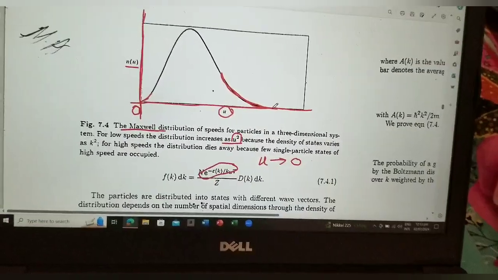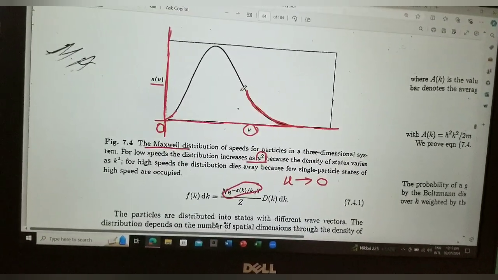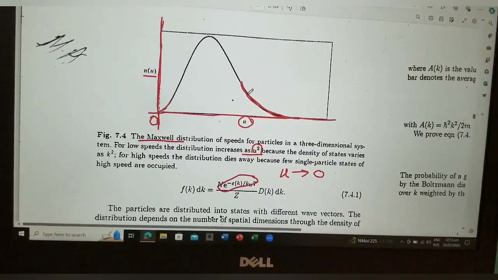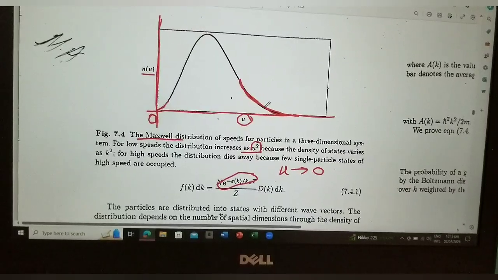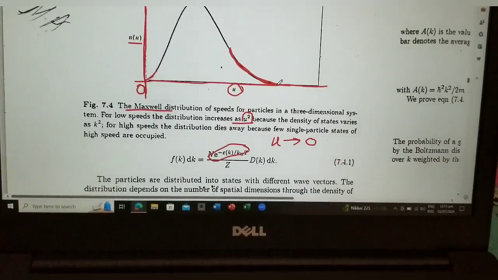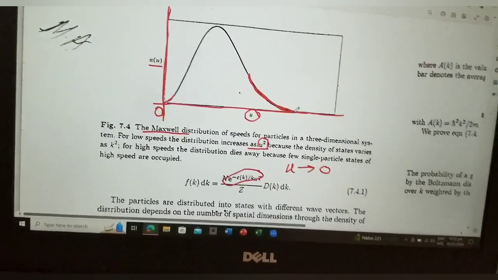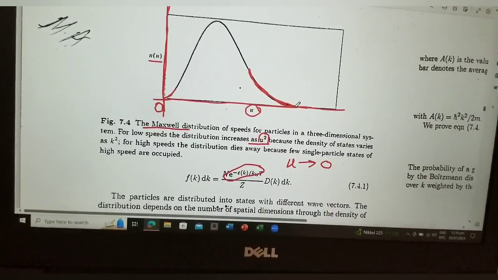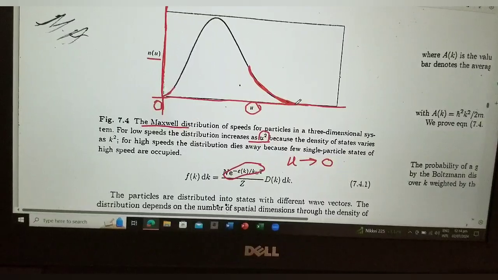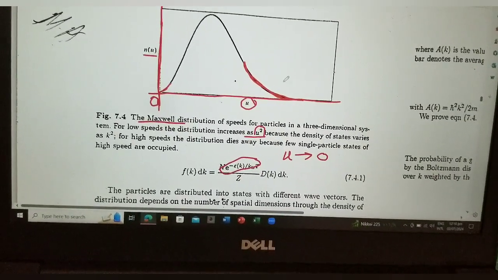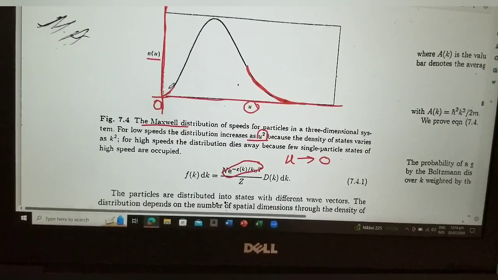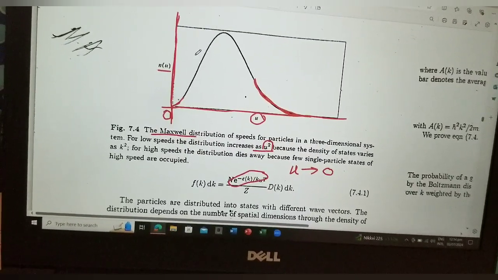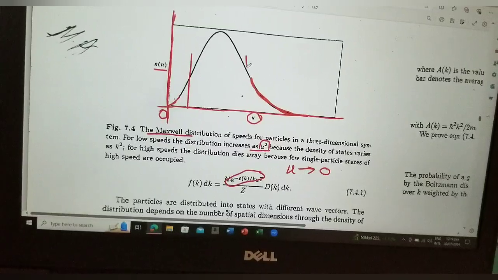If we talk about the y-axis, we have the average number of particles that have those speeds. So it means that very few particles have very high speeds. At lower speeds the quantity is less as well, but most of the particles lie in this region, which is the moderate region.